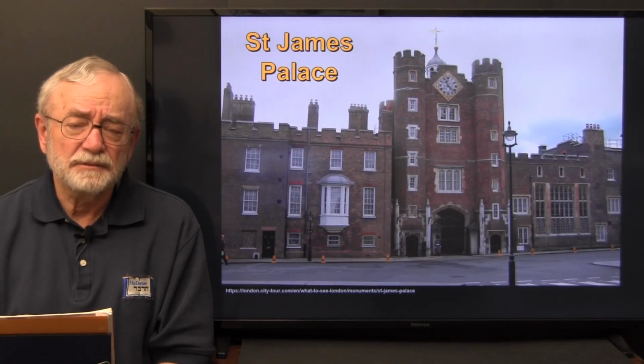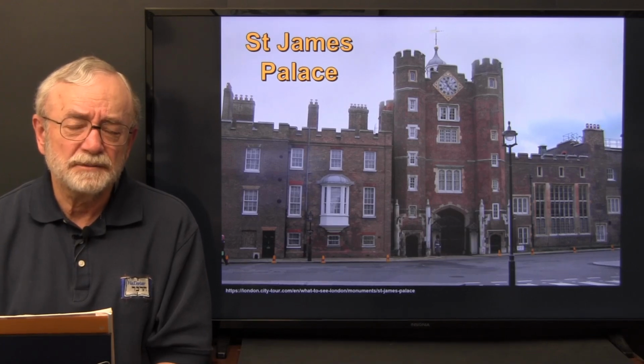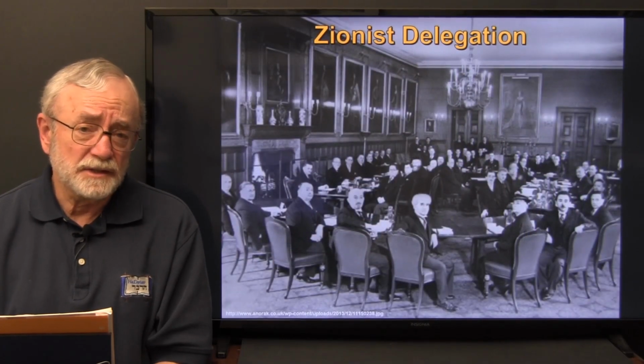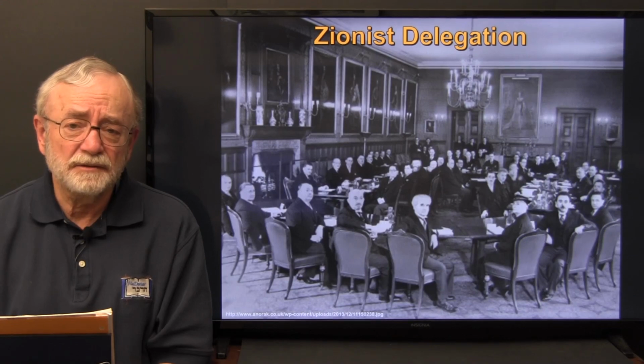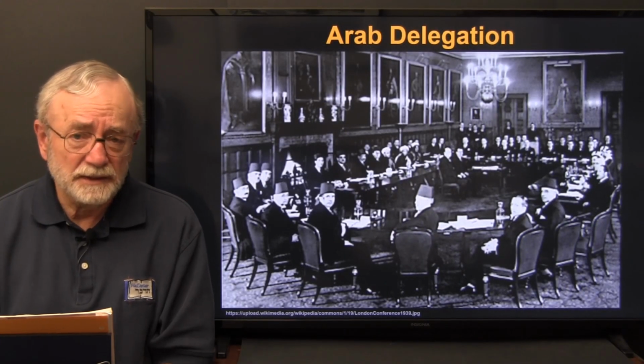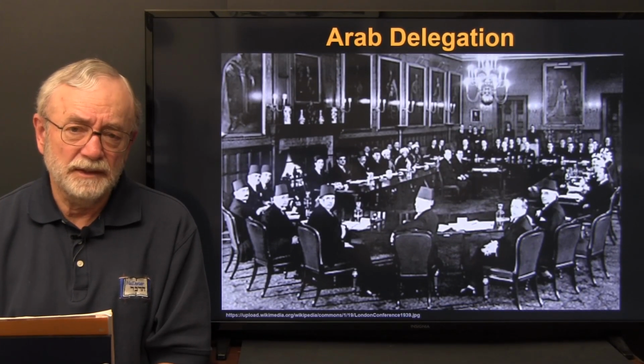This was in the St. James Palace. It's also known as the St. James Conference. This is the Zionist delegation sitting in their meetings, and this is the Arab delegation sitting separately in their meetings. All right, this brings us now to the new material, and we come now to the MacDonald White Paper.